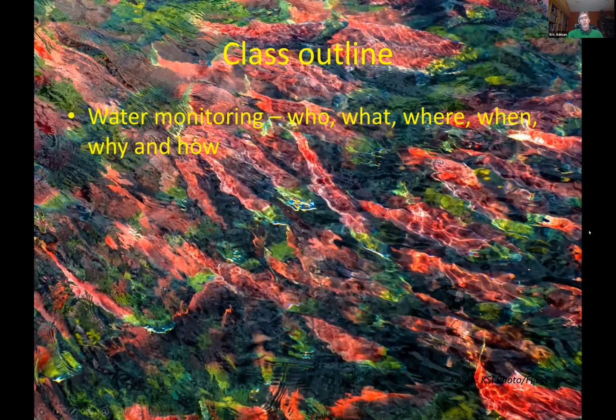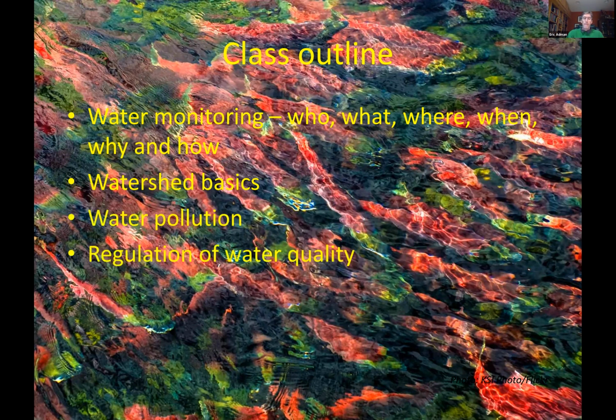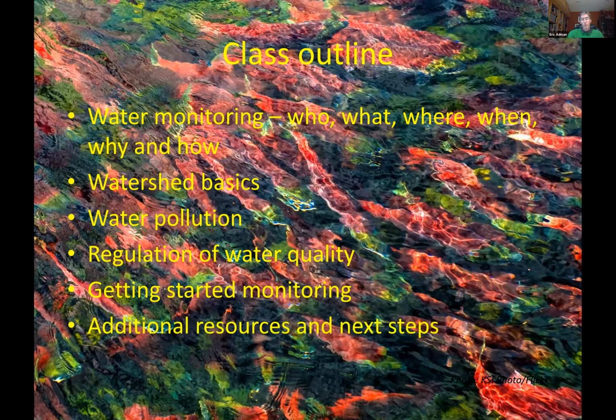So here's an outline of our class, what we're going to go over this evening. We're going to talk about the who, what, where, when, why, and how of water monitoring. Talk about some basics, just some watershed terminology, what is a watershed, and some characteristics of a watershed. We'll talk about different types of water pollution. Talk about how water quality is regulated nationally and locally, how you can get started monitoring, and some additional resources you can use and next steps.